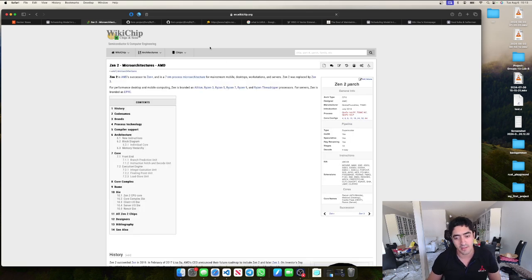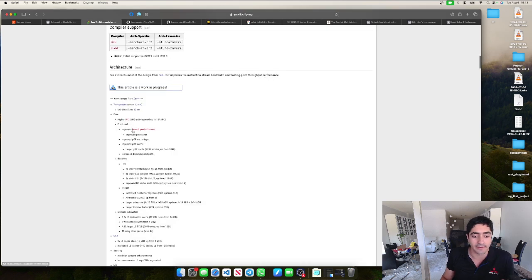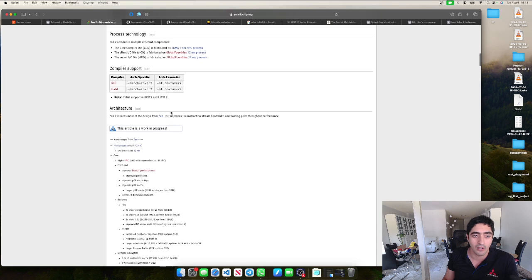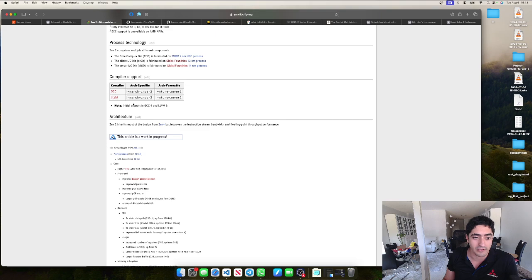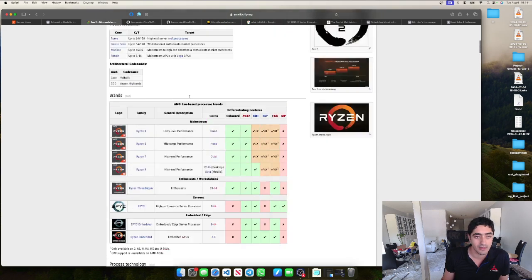Oh, so it's something related to Zen 2. Zen 2 is AMD's successor to Zen Plus, a 7 nanometer process microarchitecture for mainstream mobile, desktops, workstations, and servers. Zen 2 was replaced by Zen 3. For performance desktop and mobile computing, Zen is branded as Athlon, Ryzen 3, Ryzen 5, Ryzen 7, Ryzen 9, and Ryzen Threadripper processors. For servers, Zen is branded as EPYC, and compiler support is in GCC and LLVM. Interesting.